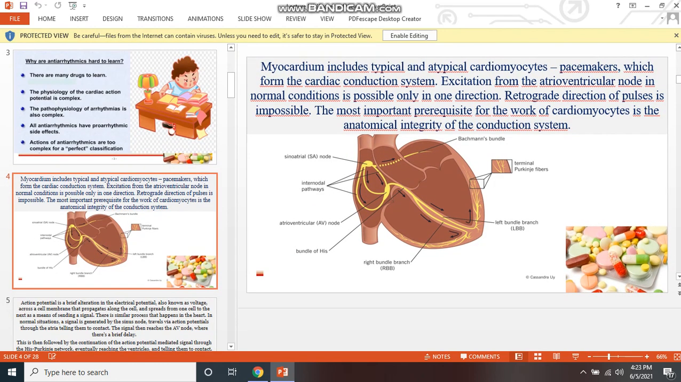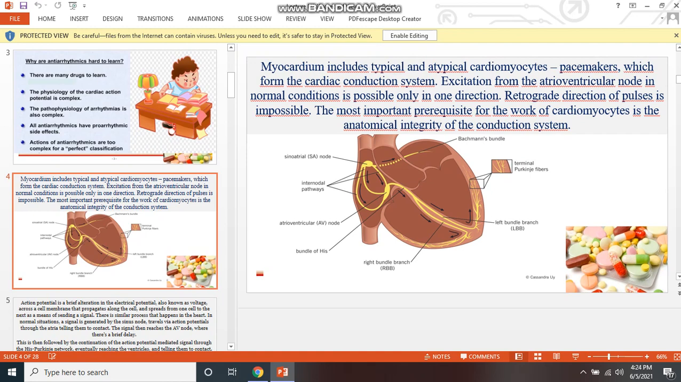Myocardium includes typical and atypical cardiomyocytes, pacemakers which form the cardiac conduction system. Excitation from the atrioventricular node in normal conditions is possible only in one direction. Retrograde direction of pulses is impossible. The most important prerequisite for the work of cardiomyocytes is the anatomical integrity of the conduction system.